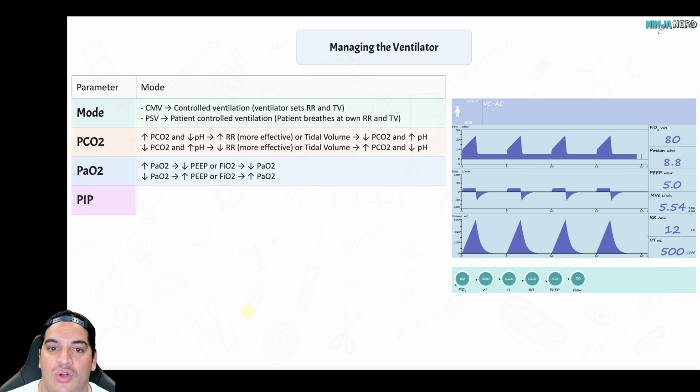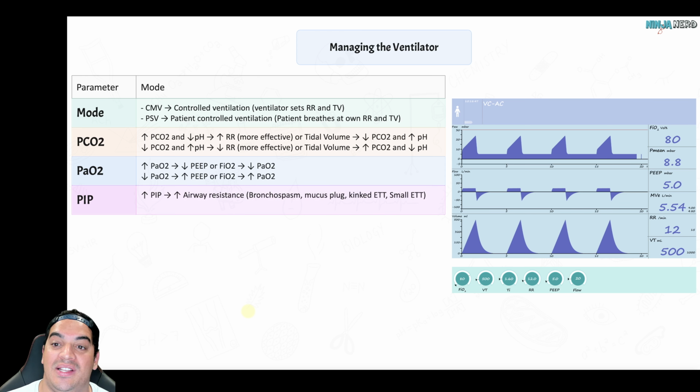What about PIP? This is called positive inspiratory pressure, or peak inspiratory pressure. If the PIPs are really high, that means that there's a lot of resistance to airflow through the ventilator tube. Maybe it's a small tube, maybe it's kinked, maybe there's a lot of mucus within the tubing, or they're having intense bronchospasm. That's important to remember. If the PIPs are low, that means that there's probably something wrong with the ventilator circuit. There's probably an air leak somewhere.